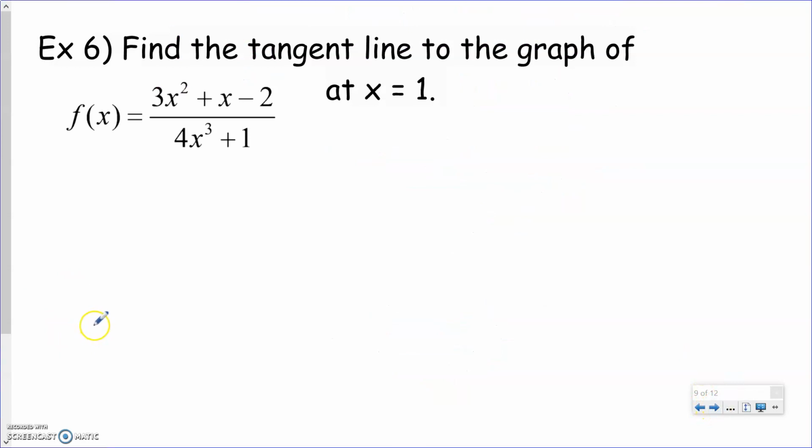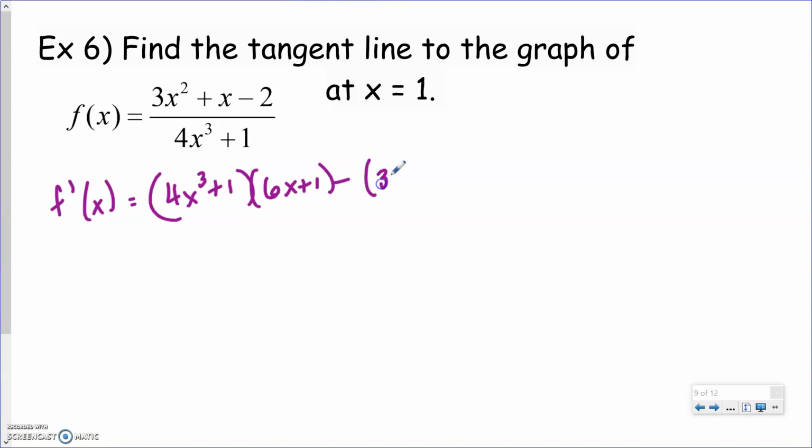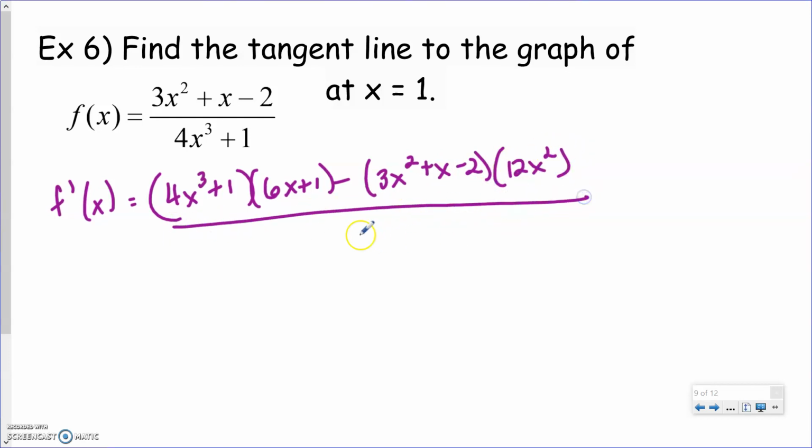Okay, next one, tangent line. Same process. We're just using the quotient rule though because there is a quotient here. So low d high minus high d low over low low.